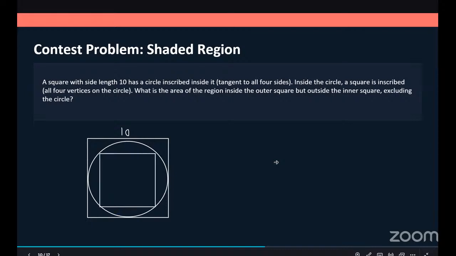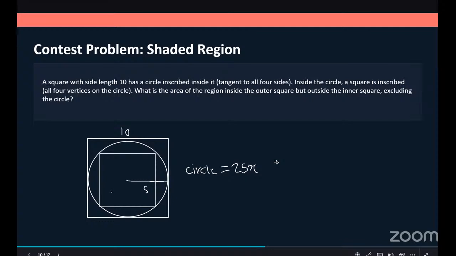So you're going to solve this by starting with the outer square. Its area is 10 squared, so 100. The circle is inscribed inside the outer square, so its radius is half the side length. So the radius is equal to 5. We can plug this into the area formula for the circle, which gives us 25 pi. For the inner square, since it's inside the circle, its diagonal equals the diameter of the circle, which is 10. Using the Pythagorean theorem, its side length is 5 root 2, so its area is 50.